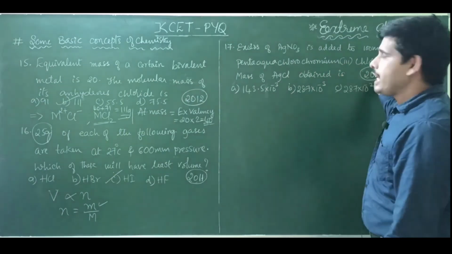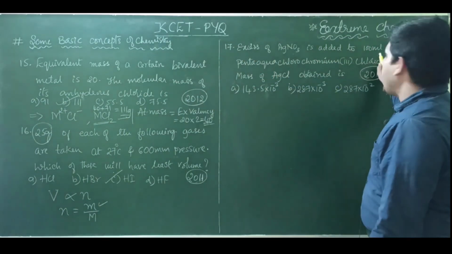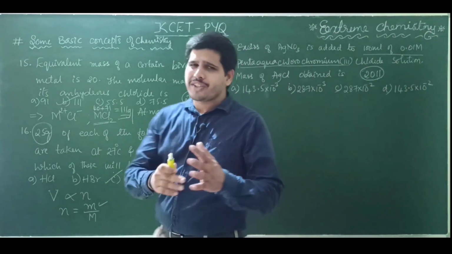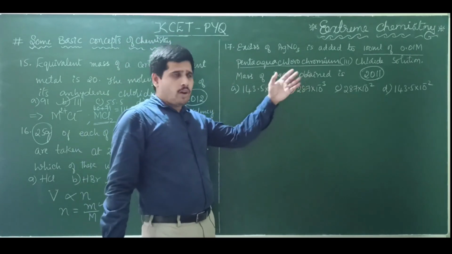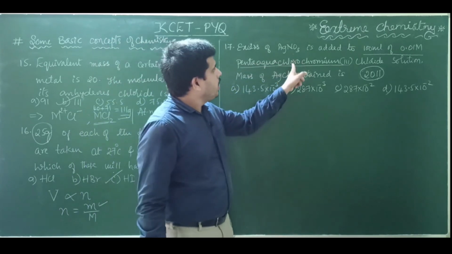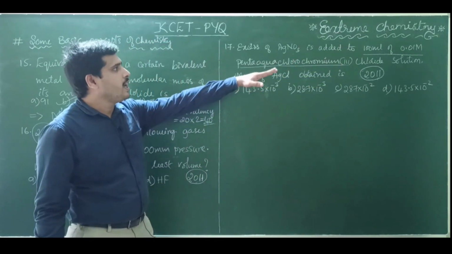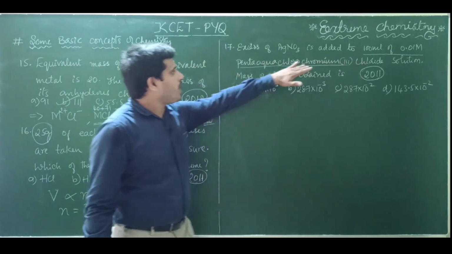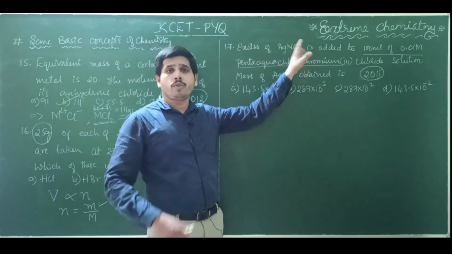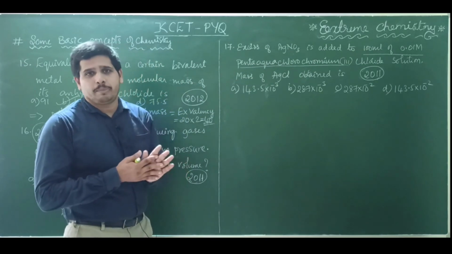Again it is from 2011. The question asked: excess of AgNO3 is added to 100 ml of 0.1 molar complex. This question can be asked, or we can take it, in coordination compounds as well. Why? Pentaaquachlorochromium complex, so coordination compound, isn't it? We have 100 ml of 0.01 molar of this complex solution, and to this we are adding AgNO3 in excess. The question is, what mass of AgCl is getting precipitated?